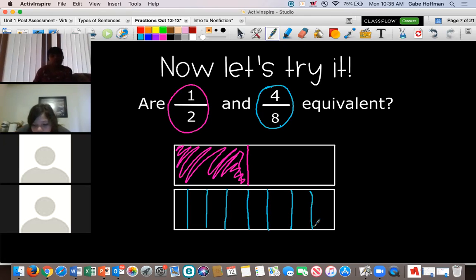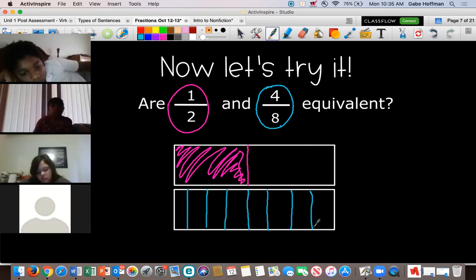How many am I going to shade in, Derek? You're gonna shade it. Which one are we doing? 4 eighths. We're on the bottom one, right? You're gonna shade in 8? Not 8, 4. 4. Yep.